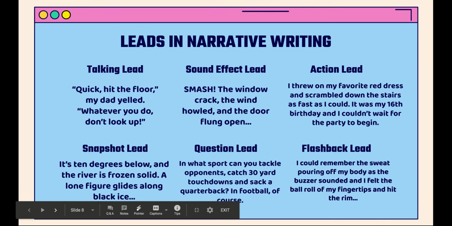So here I'm going to give you 6 different examples of narrative leads in writing. Keep in mind, you don't have to use these, but I think they're great starting points when you brainstorm your narrative. Leads are ways to begin a story that grab your reader's attention.